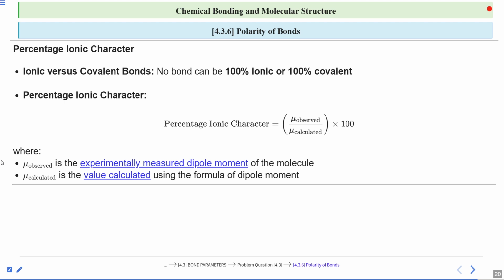I hope this clears all about your polarity and all. So we'll discuss more about it in the upcoming classes, but this is the calculative part.